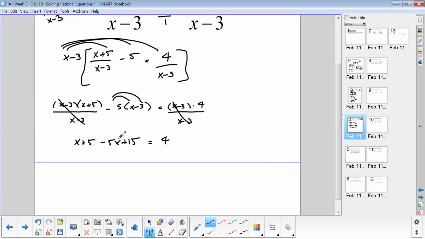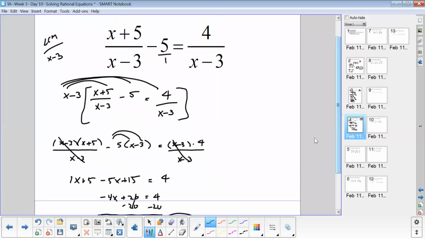So I know I'm going to have one solution because it's not a squared term. So 1x minus 5x will be negative 4x, and 5 plus 15 gives me 20, and that equals 4. So I'm going to subtract 20, and I get negative 4x is equal to negative 16, so x is equal to 4.